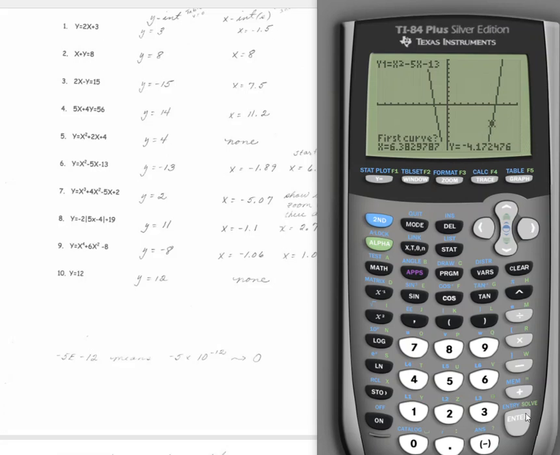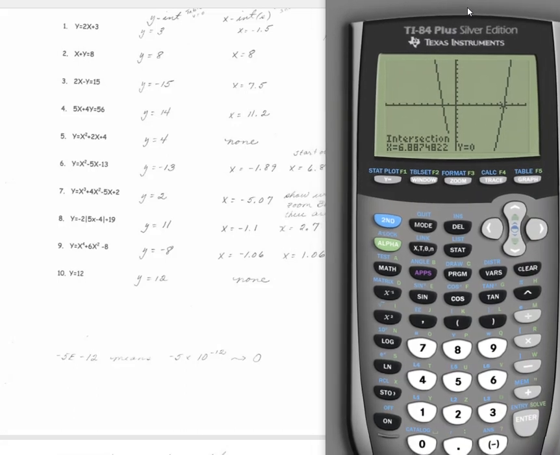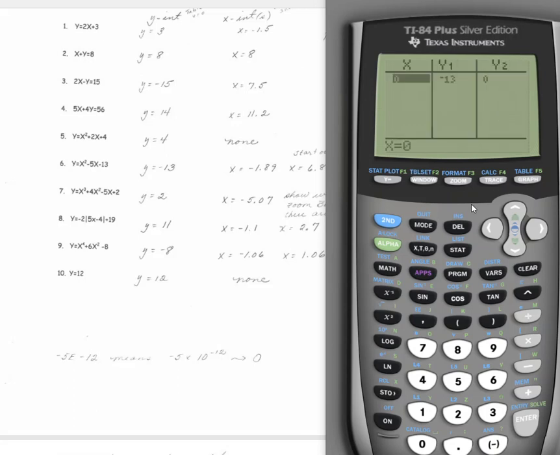Now, I don't have to be right on the intercept. I can be just that close. Hit enter, enter, enter. And we have 6.88. And I believe that is the right one. 6.89 right there. All right. So that's how you did that. And then second table, and negative 13 was our y-intercept. All right. Let's try the cubic one.